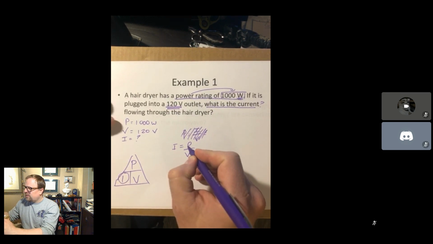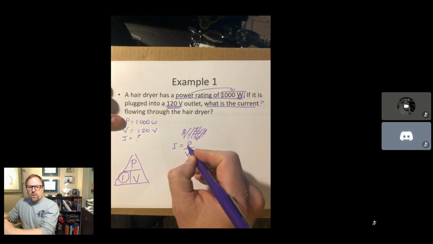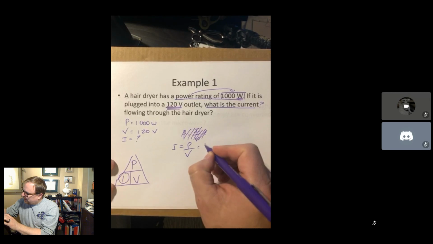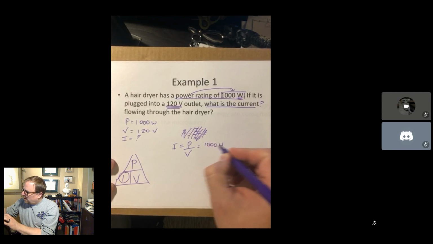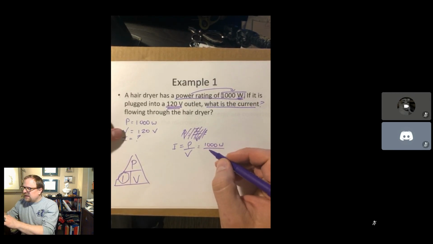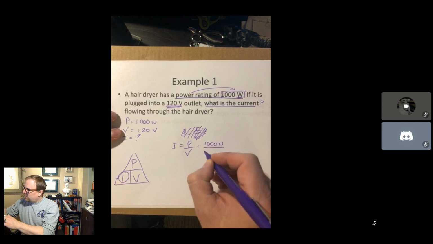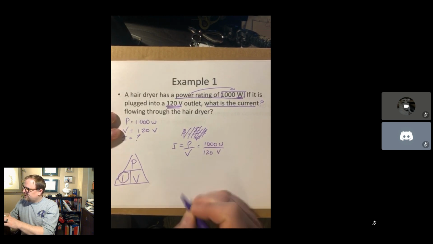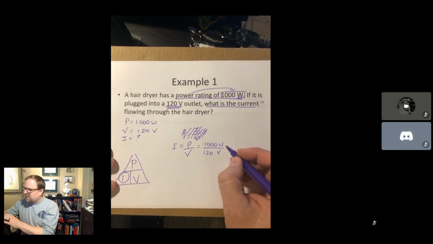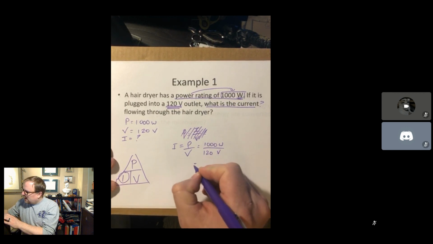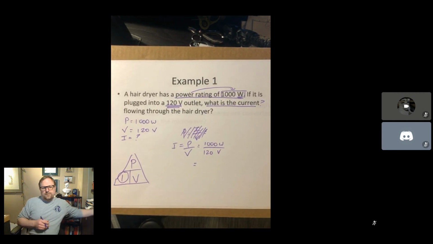So P, we figured out up here, is 1,000 watts. So we'll put that in as 1,000 watts. And then we have V, which we figured out over here, which is 120 volts. Okay, watts over volts is going to end up giving us amps. And then we snag our calculator.